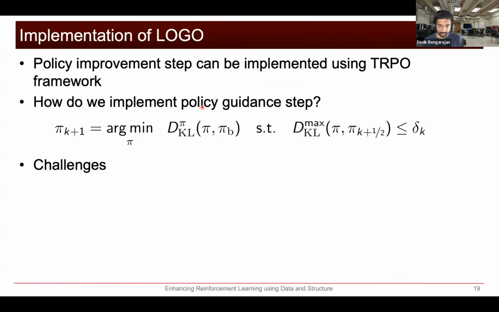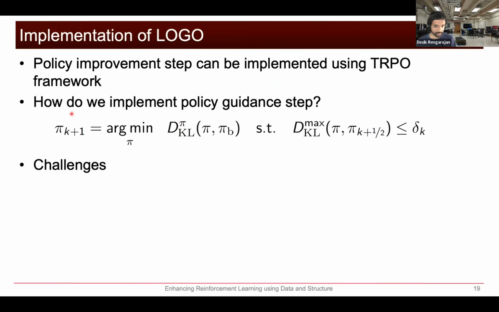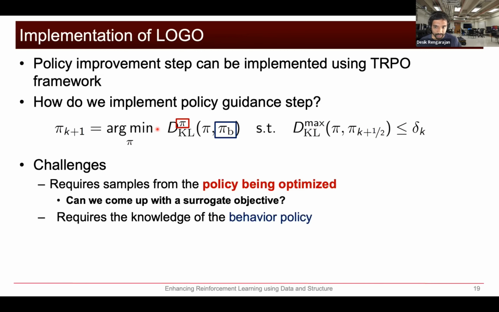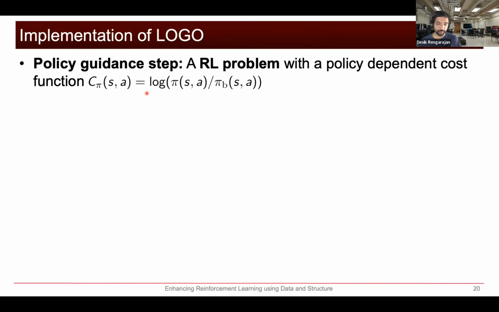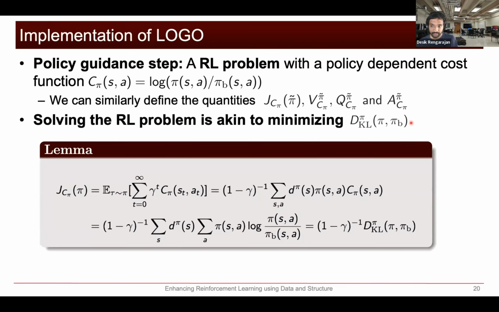So this is the policy guidance step objective, the objective that you're trying to solve. We say that this objective can be solved as follows. Suppose you define your own policy dependent reward function. This is not the reward function coming from the environment, but one you design, where C pi is log of pi divided by pi b. Then solving a reinforcement learning problem using this reward function is the same as minimizing the KL objective.